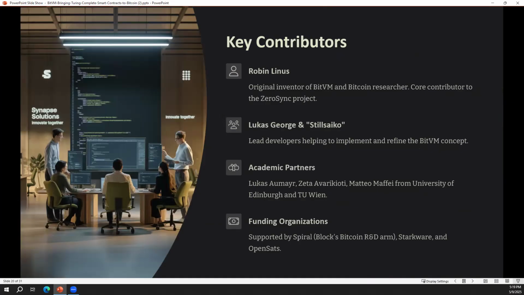So we have the key contributors here. The key contributors beside Robin Linus include Lucas George and an engineer known as Still Psycho, who helps lead development. There have also been valuable contributions from Bitcoin developers like SuperTestNet, who popularized the idea that Bitcoin could be Turing complete and helped test it.